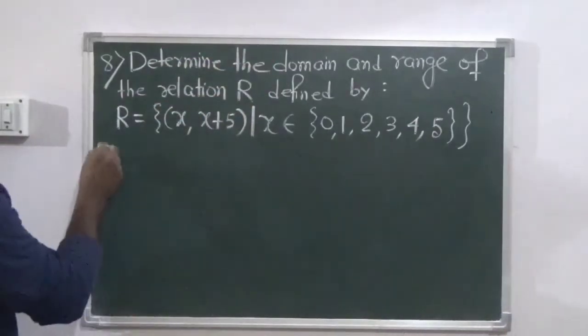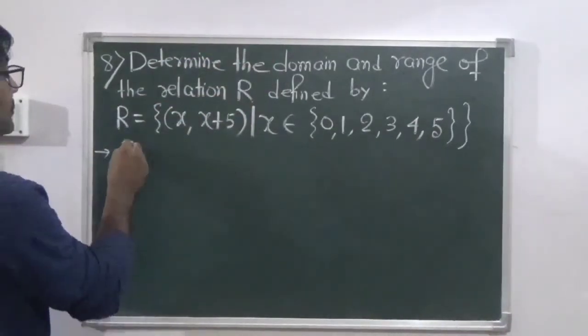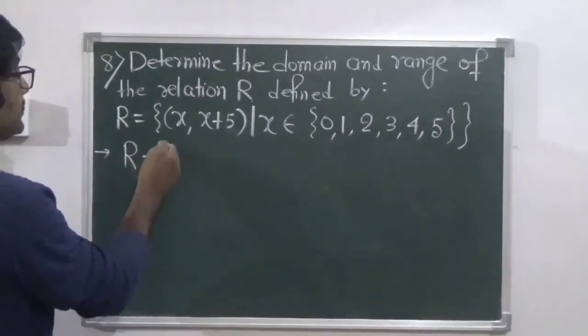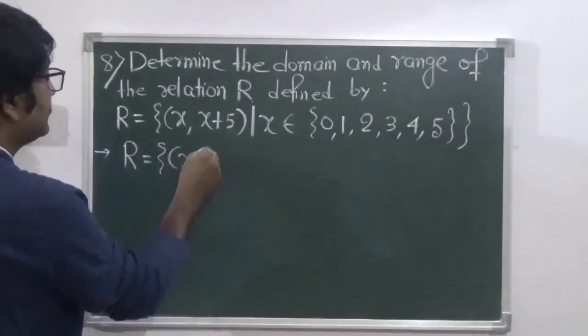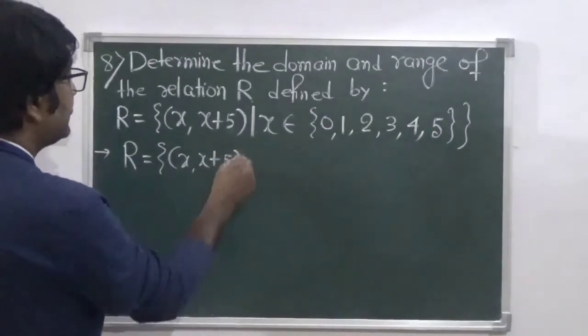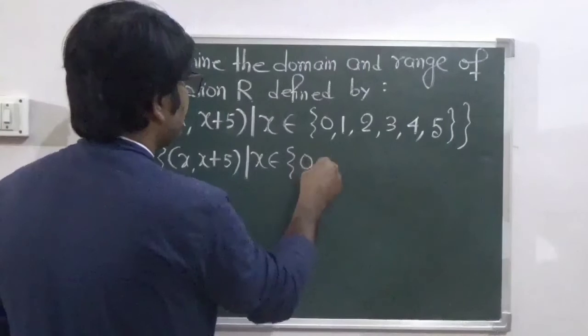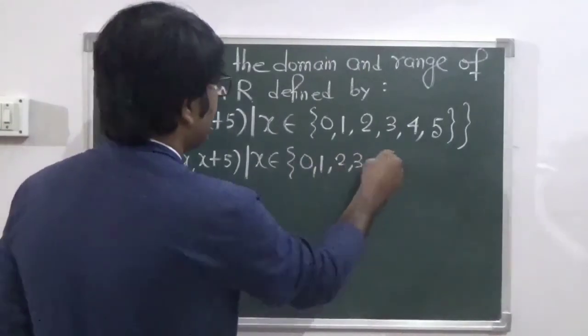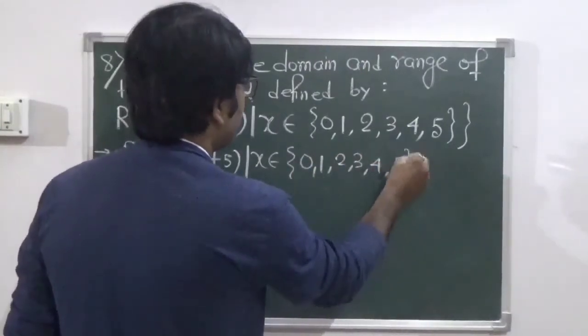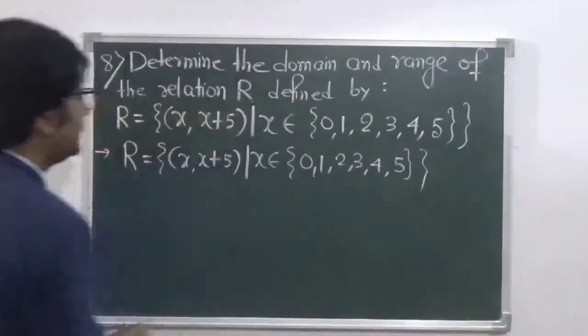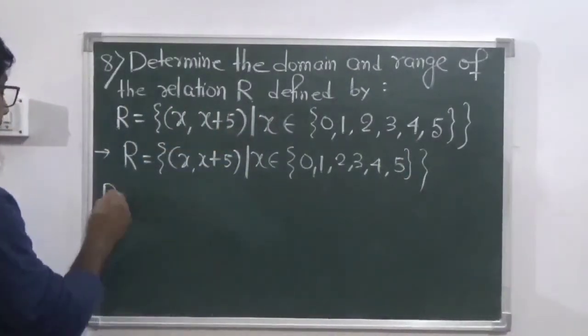So first let us write the set in the roster form. So R is given as x comma x plus 5, where x belongs to 0, 1, 2, 3, 4, 5. These are the values which x can take. So the relation stands like this.